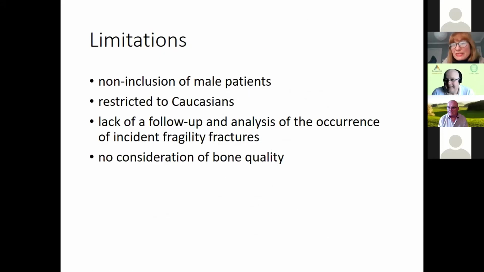So what are the limitations? What's missing from this data set? Obviously, all the results I've shown you are for female Caucasian patients, and it will be very nice to see data for men, and I believe those data are coming. This particular data set was restricted to Caucasians, and it's a cross-sectional validation study. It doesn't include a longitudinal follow-up aspect.